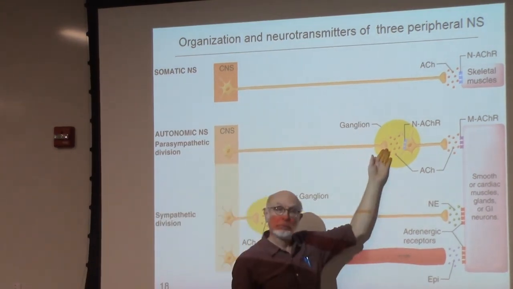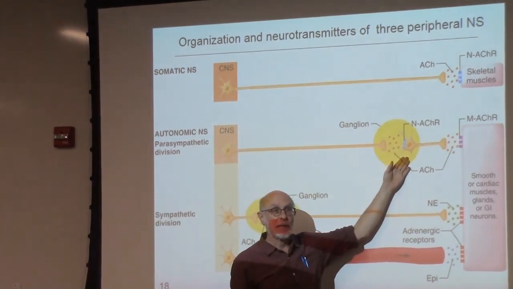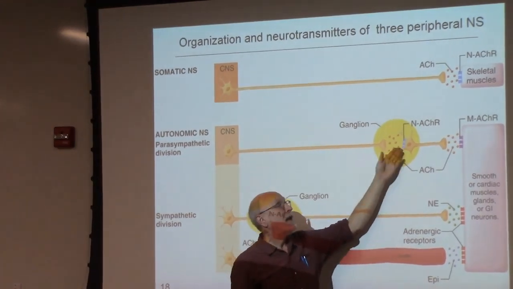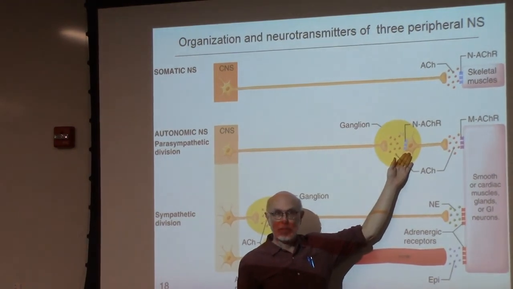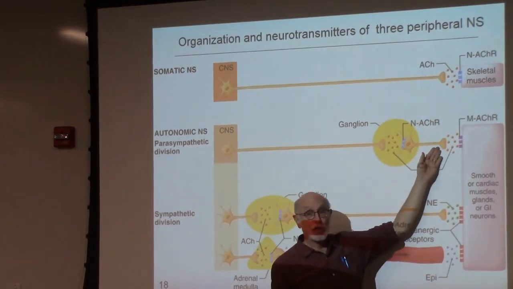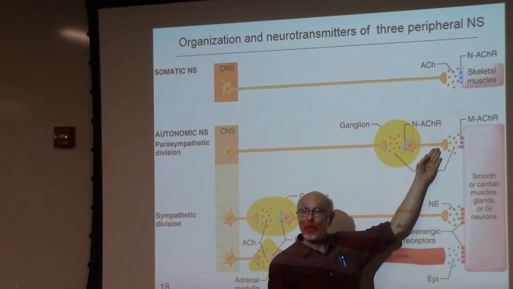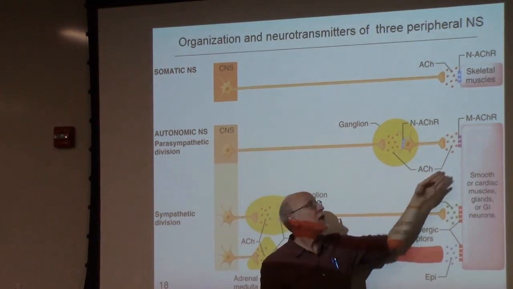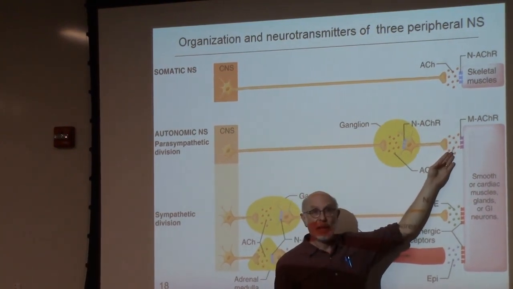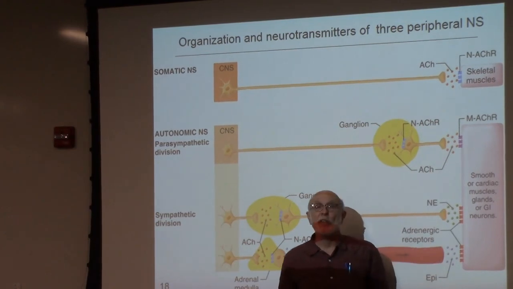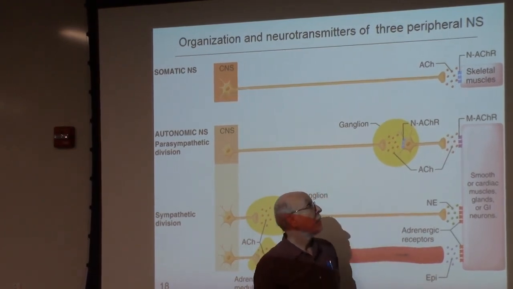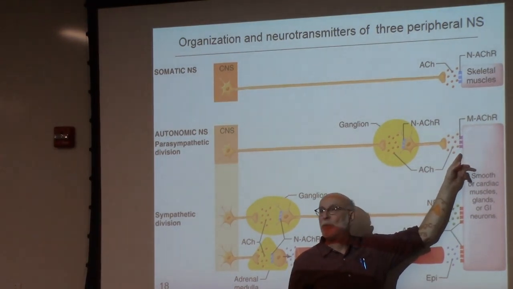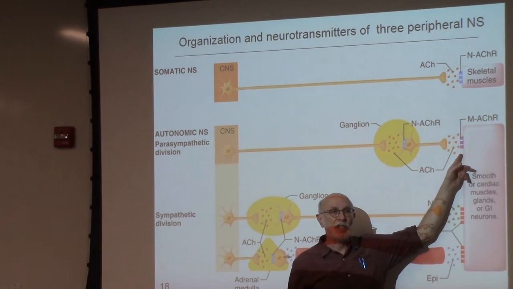Long neuron to the target ganglia, where acetylcholine is the neurotransmitter and nicotinic receptors are the receptors. Excitation, a short neuron, because we're already at the target, from the target ganglion to the target organ. The neurotransmitter is acetylcholine again, but the target receptors are muscarinic now. So now it can be excitatory or inhibitory depending on the receptor. Gq versus Gi.